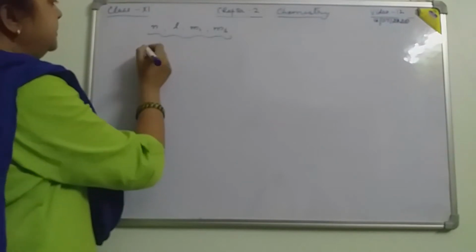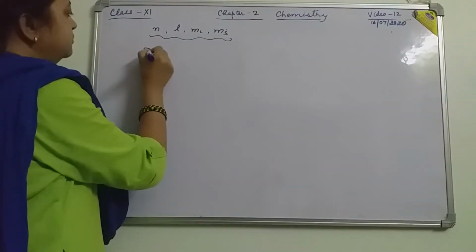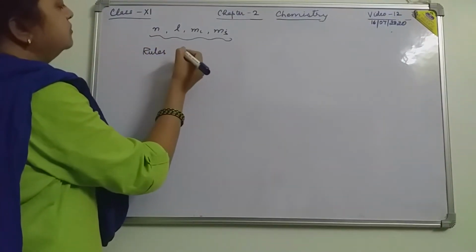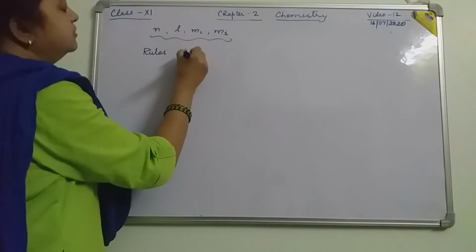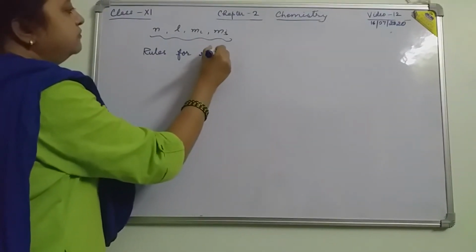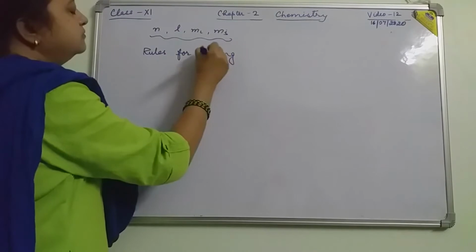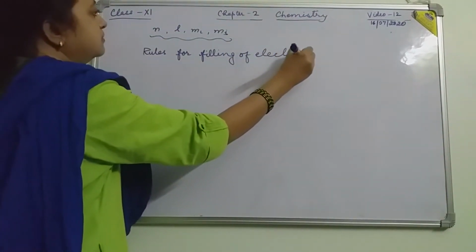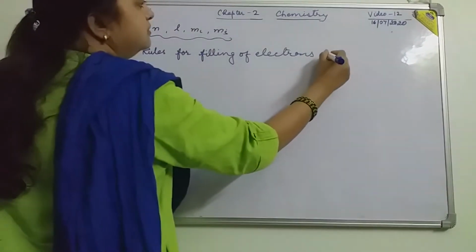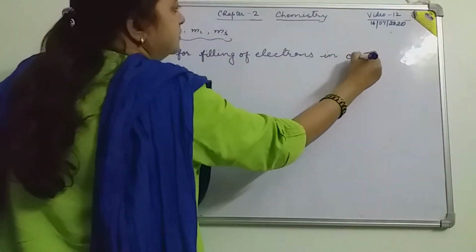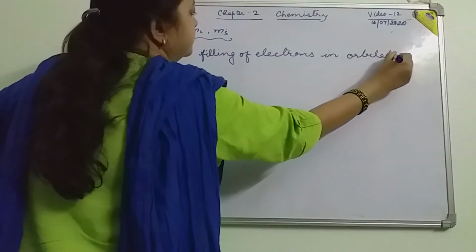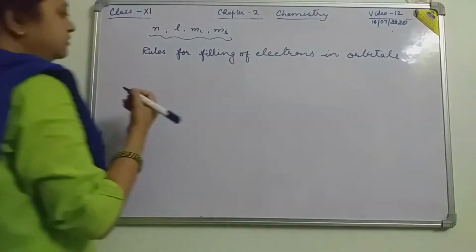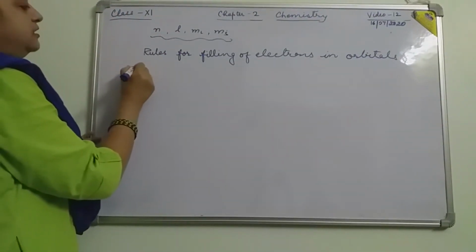So let's start with the rules for filling of electrons in orbitals, in different orbitals. Basically there are three rules.